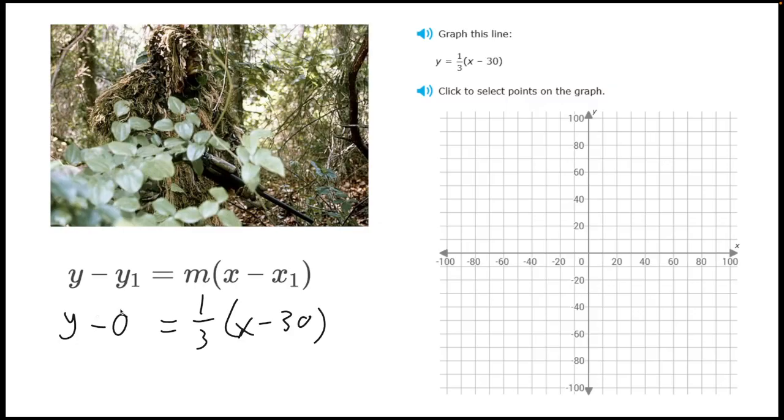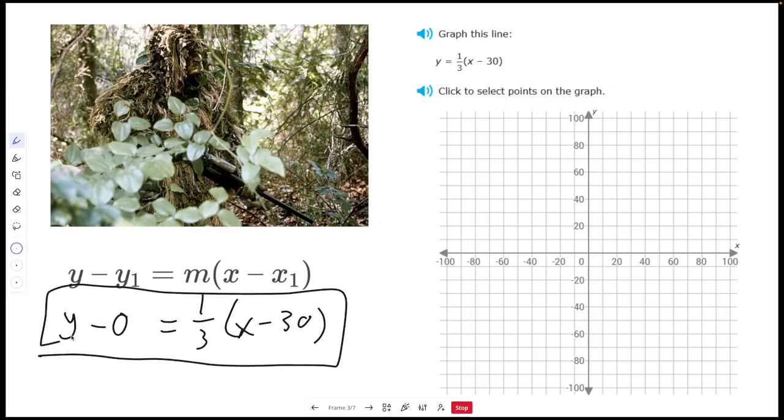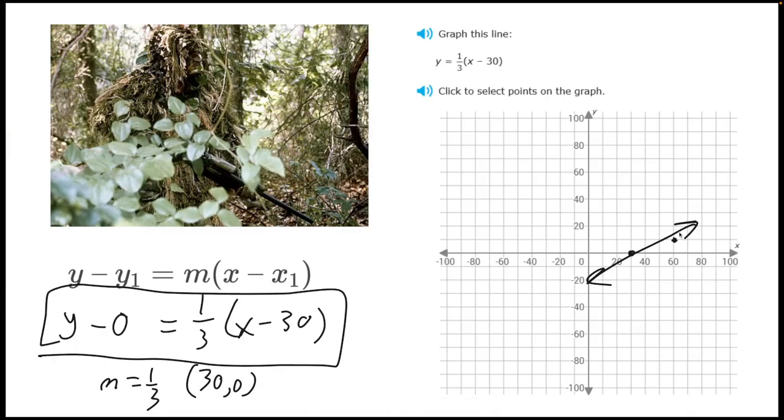Now when you look at this, it should be pretty straightforward. The slope is 1/3, and my coordinates are 30, 0. So 30, 0 is here. We go up 1 over 3, up 1, 1, 2, 3 here, and connect. So even if it's camouflaged or disguised, make sure you can recognize that it's still point slope form.